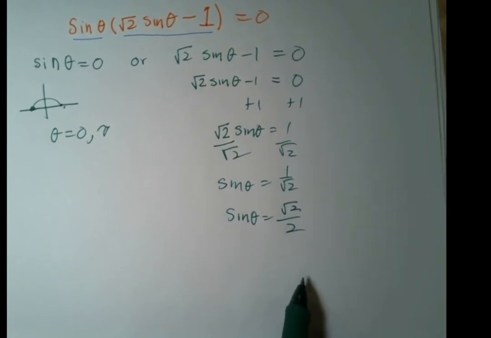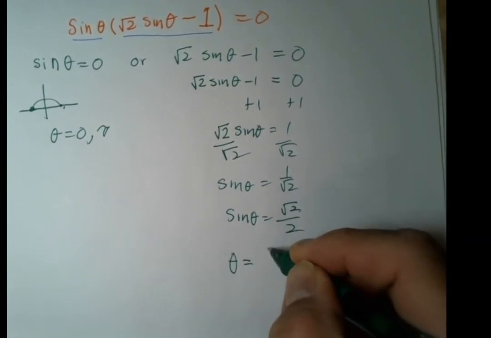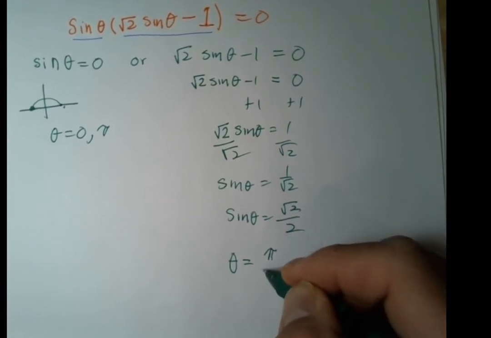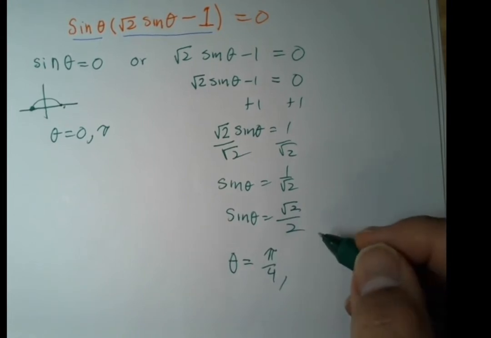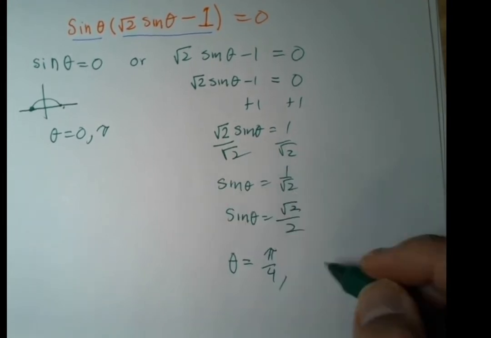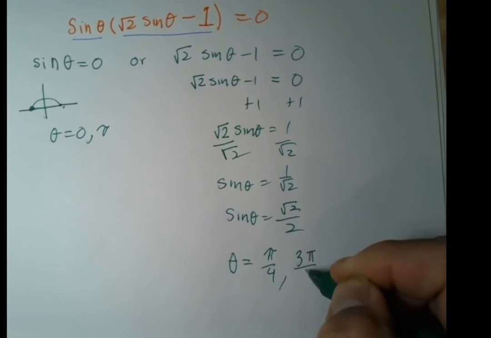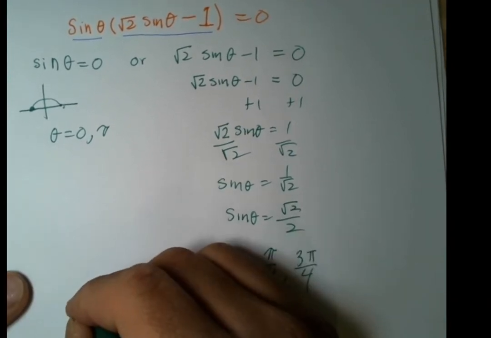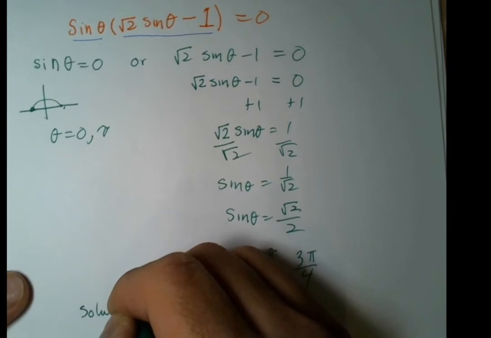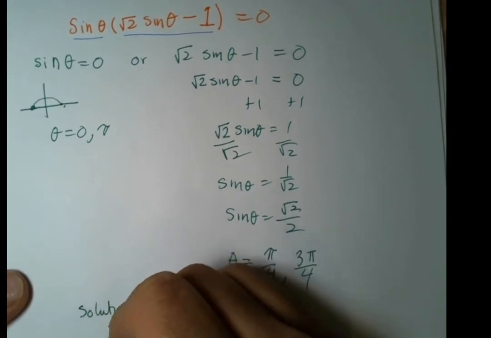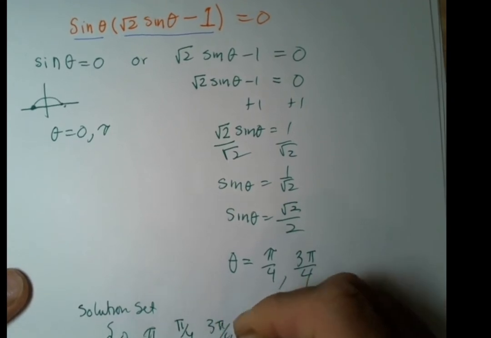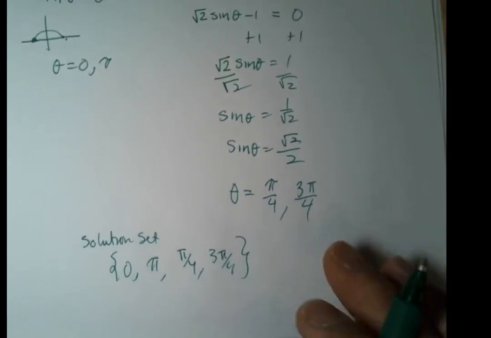I know from the unit circle that this is a pi over 4 reference angle. Sine is positive in quadrant 1 and also in quadrant 2. So with a reference angle of pi over 4, the angle in quadrant 2 is 3 pi over 4. And now I have all the solutions. So our solution set is 0, pi, pi over 4, 3 pi over 4. So we have 4 different solutions here.